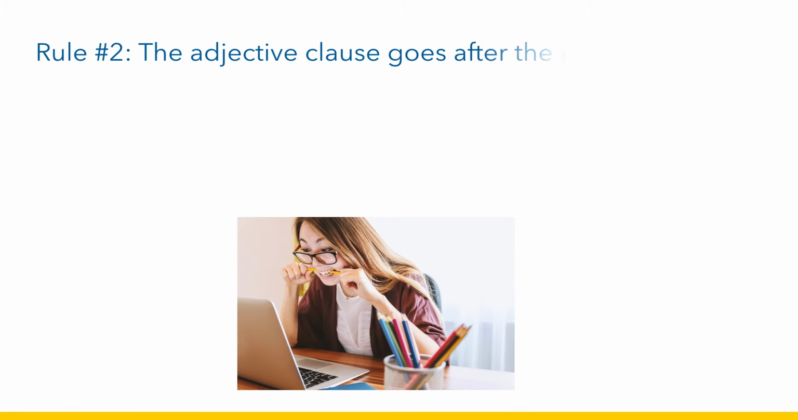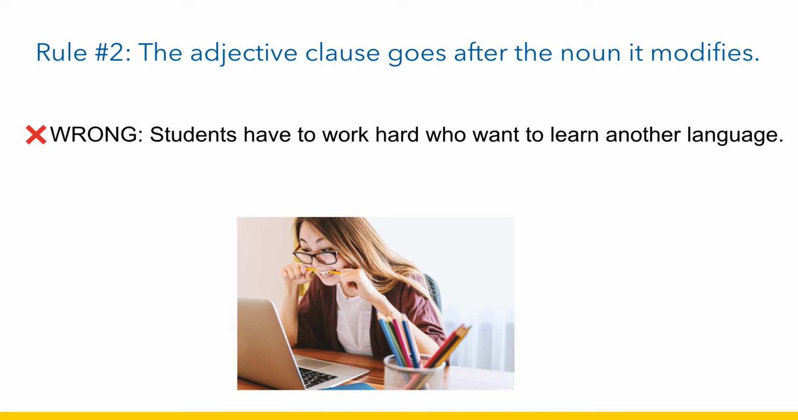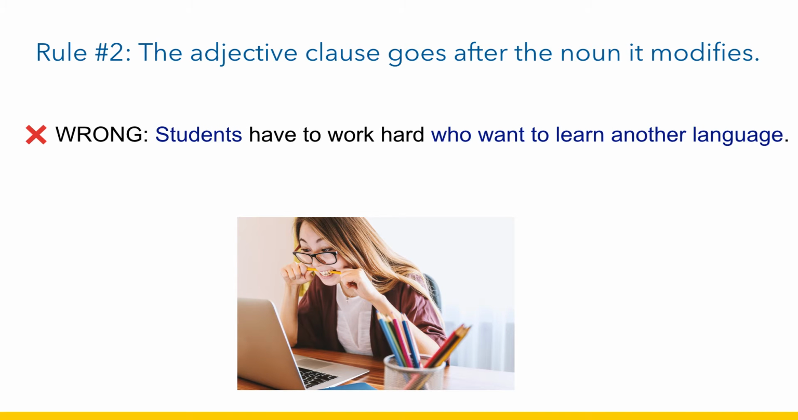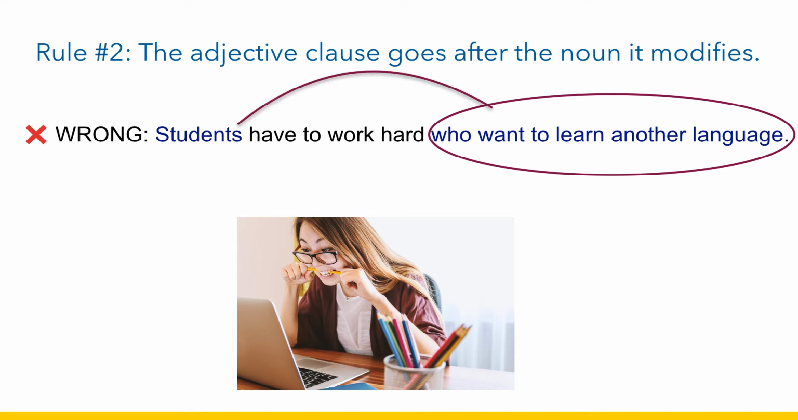Rule number 2. The adjective clause goes after the noun it modifies. This sentence has a good adjective clause, but it's in the wrong place. How would you fix it? Well, here's the adjective clause. What noun does it describe? It's describing students. That means we need to move this adjective clause to directly after students.